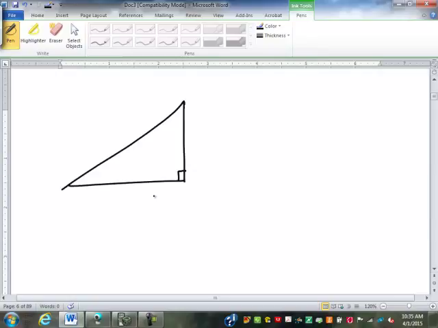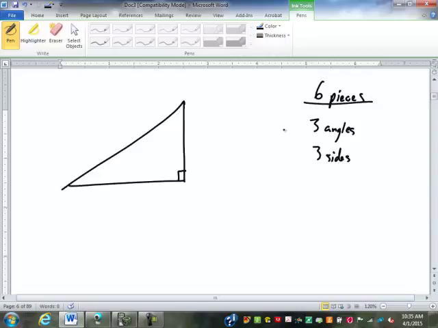Now, if you look at this, you might think, well, we don't know anything about it. Well, triangles have 6 pieces. 3 of those pieces are angles and 3 are sides. If we know 3 pieces of a triangle, 3 out of those 6 pieces, and one of the qualifications is at least one of them has to be a side. Doesn't necessarily have to have an angle, but at least one of those 3 pieces has to be a side. We can find everything else.